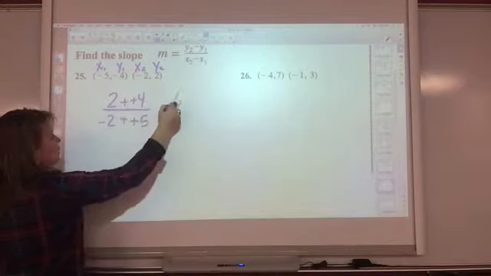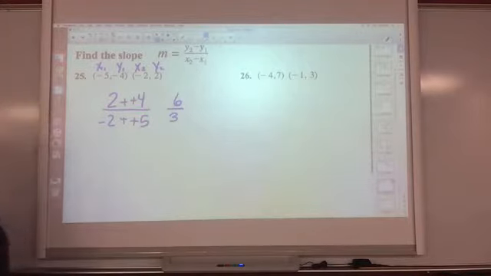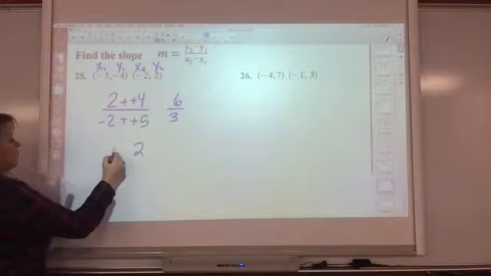2 plus 4 is 6, -2 plus 5 is 3. And make sure you divide or reduce. 6 divided by 3 is 2. Slope is 2.